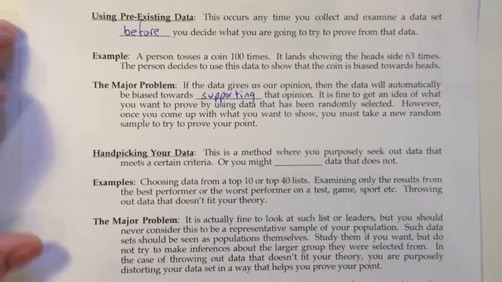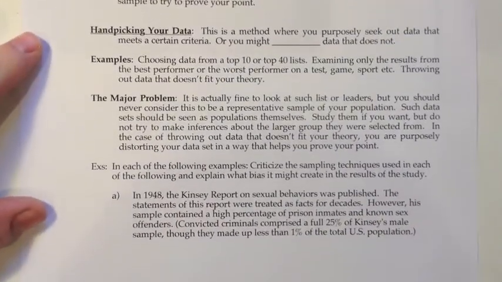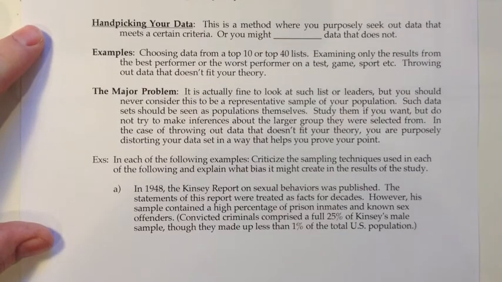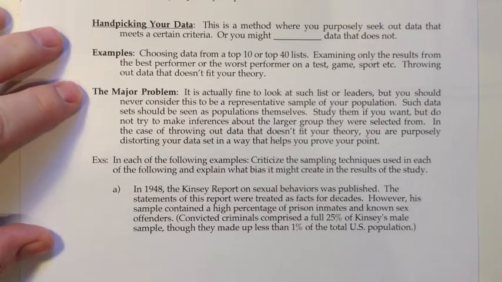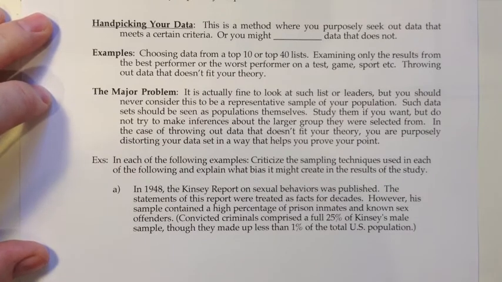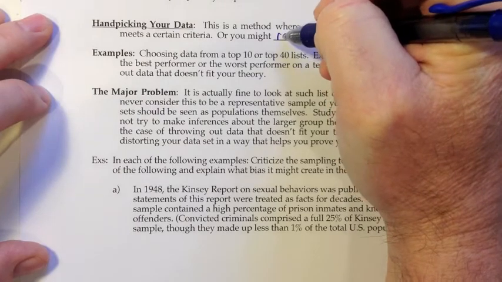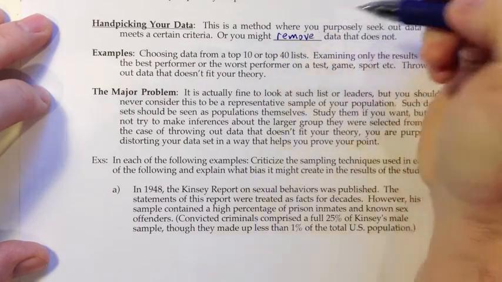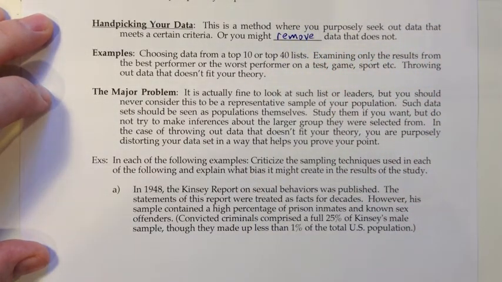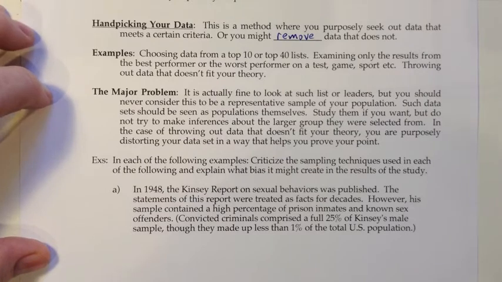Let's go ahead and look at the final problematic method that we're going to discuss in this section, which is handpicking your data. This is a method where you purposely seek out data that meets a certain criteria, or you might remove data that does not. Some examples here would be choosing data from a top 10 or top 40 list, examining only the results from the best performer or the worst performer on a test, a game, a sport, etc., or, worst of all, throwing out data that doesn't fit your theory.